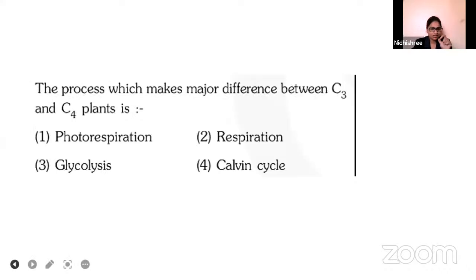Photorespiration. Just now we solved a question regarding Kelvin cycle. C3 ಮತ್ತೆ C4 ಅಲ್ಲಿ ಎರಡರಲ್ಲೂ Kelvin cycle ಆಗತ್ತಾ ಅಂತ. Kelvin cycle ಆಗತ್ತೆ, then it will not be a difference, right? So the first option, photorespiration, is the right answer.